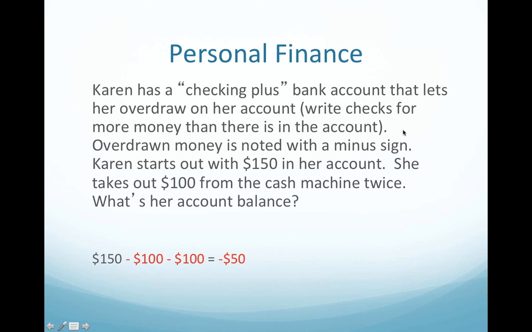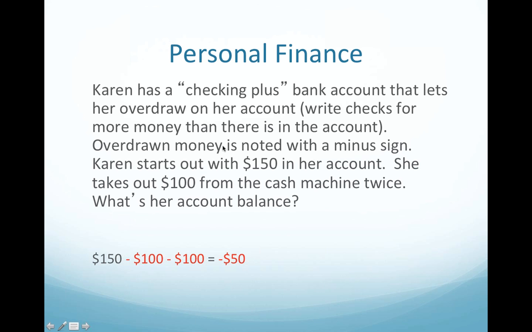So here we've got a situation, and it says Karen has a checking plus bank account that lets her overdraw on her account, write checks for more money than there is in the account. Overdrawn money is noted with a minus sign. Karen starts out with $150 in her account. She takes out $100 from the cash machine twice. What is her account balance?